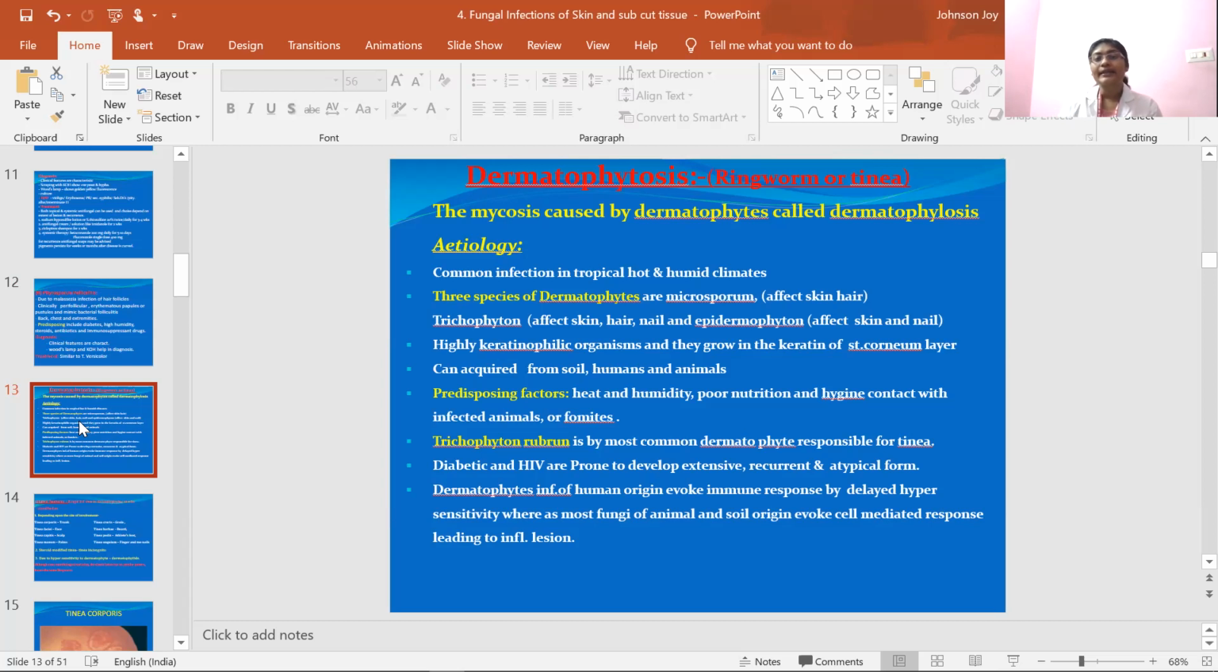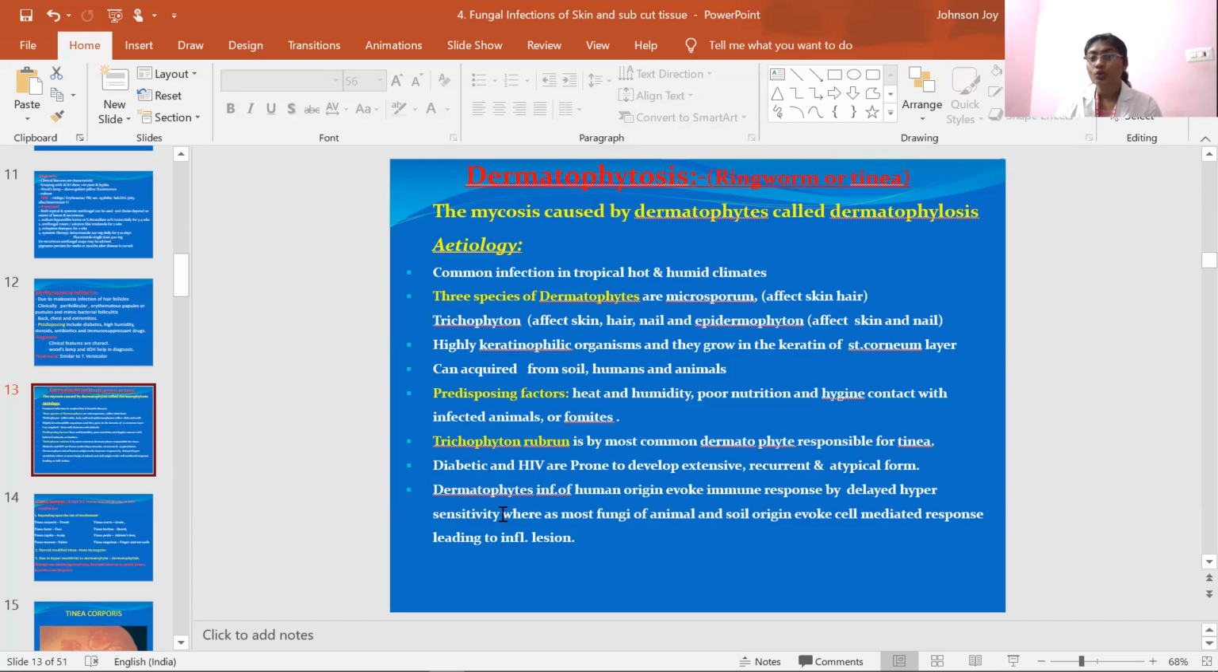Then it is a highly keratinophilic organism, and they grow in the keratin of the stratum corneum, or the topmost layer, and they can be acquired from soil, humans, as well as animals. The predisposing factors are heat and humidity. So in the summer season, the tinea infection will flare up or be precipitated. Next are poor nutrition and hygiene, and then contact with infected animals or fomites.